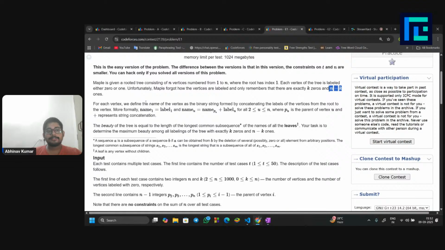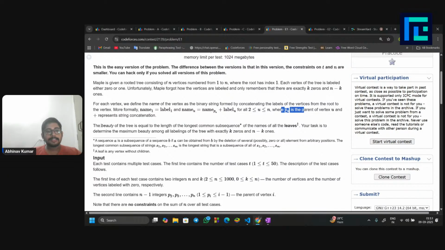For each vertex, we define the name of the vertex as the binary string formed by concatenating the labels of the vertices from the root to the vertex. So the name of u is the name of the immediate parent of u plus the label of u. Basically, if you start from the root and reach this node, the concatenation of the labels along that path is the name of the vertex.